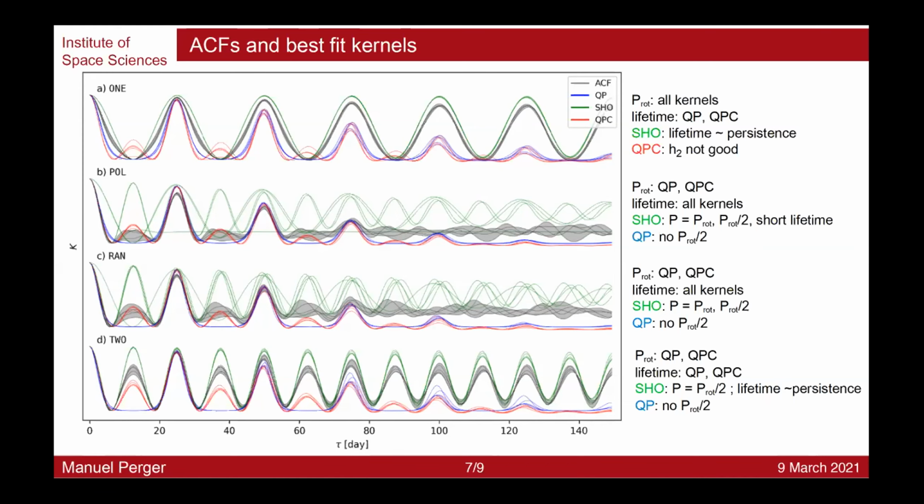So for the quasi-periodic kernel, it always catches the 100 days lifetime of the spots introduced into the data. The harmonic oscillator is rather catching on if the periodicity is stable, so if we have a phase shift in the active longitudes or not.